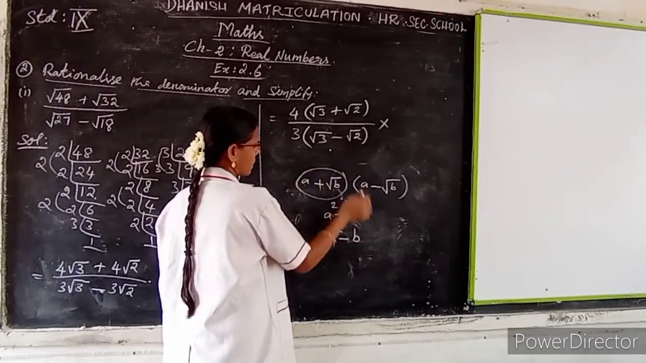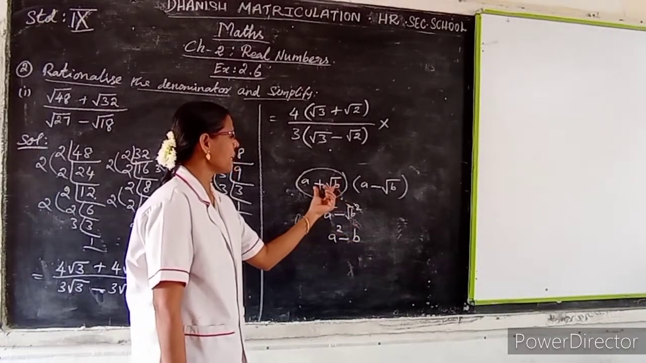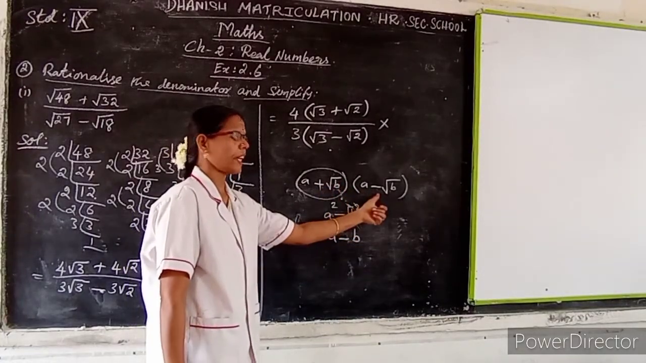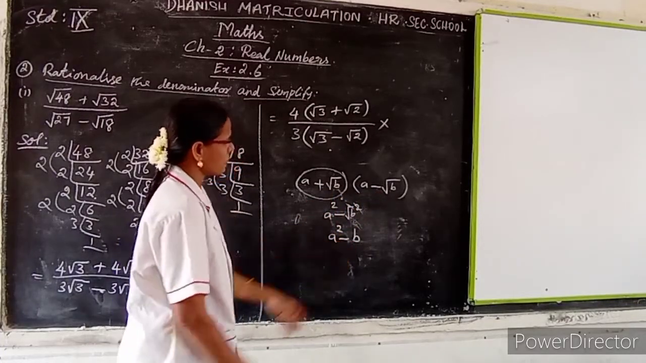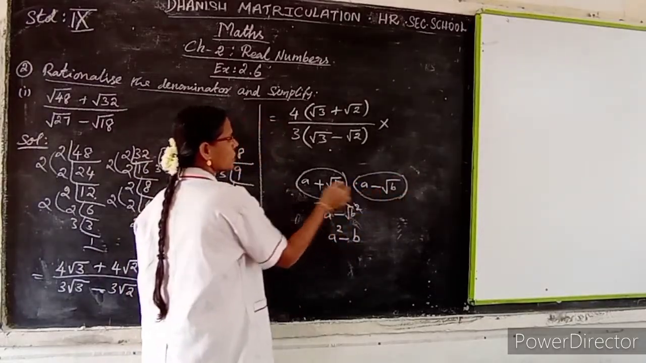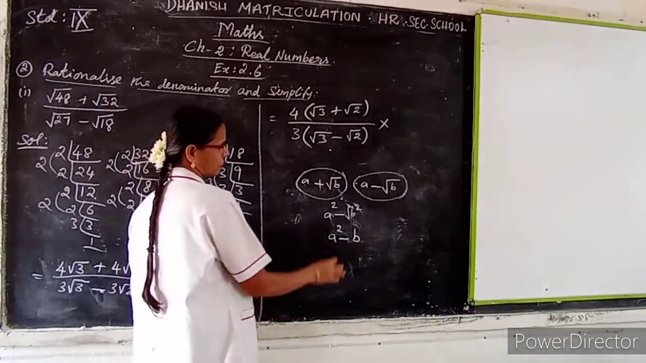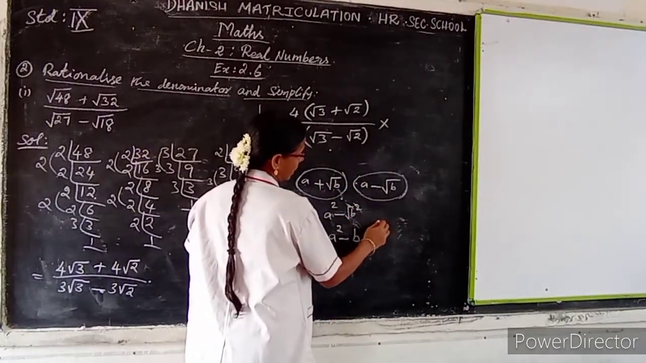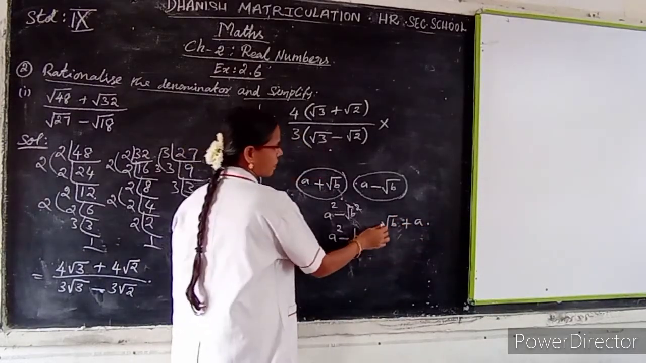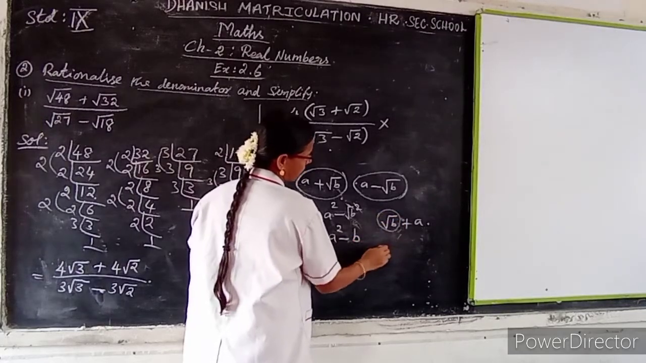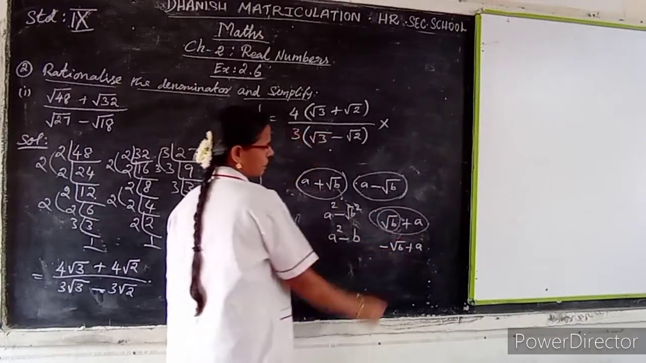Now this surd becomes a rational number when we multiply this surd with its conjugate. So this term is called the conjugate of this surd, and these two are called conjugate to each other. Here, what is the conjugate of root b plus a? We should change the sign for this term only. Minus root b plus a is the conjugate for this term.